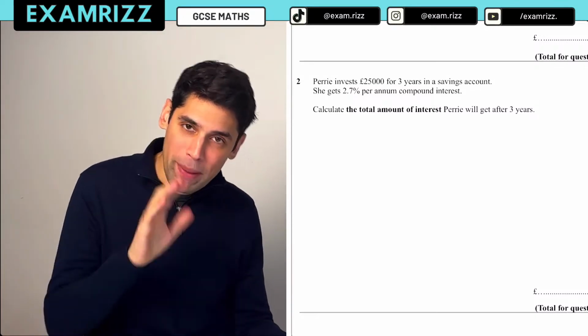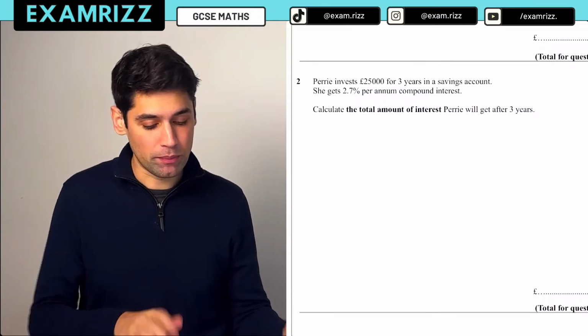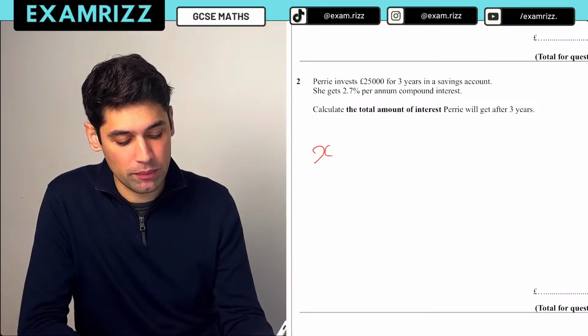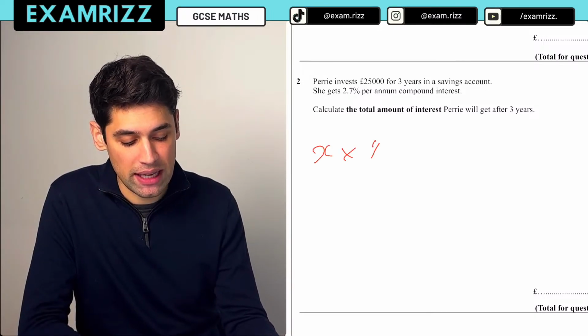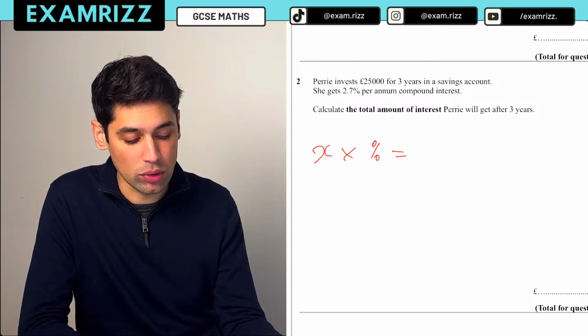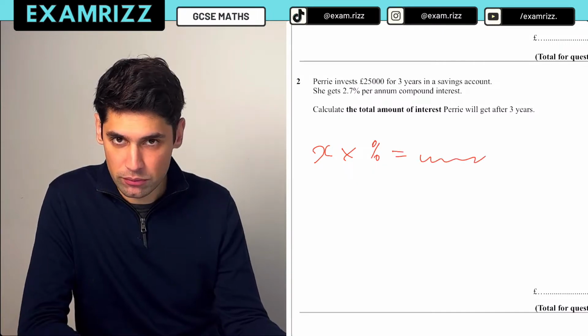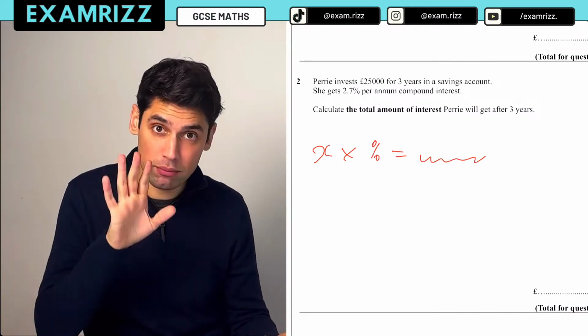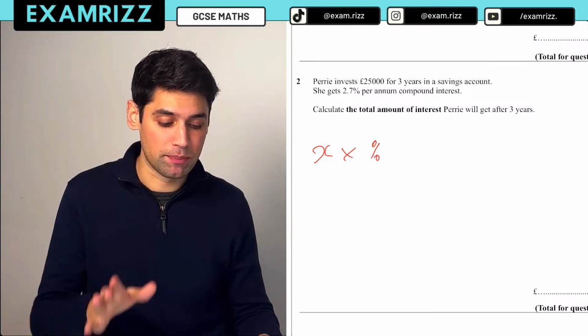Now, the compound interest formula is quite simple. It's the original amount times the decimal multiplier equals the new amount. That's it. But we need to be able to find decimal multipliers.